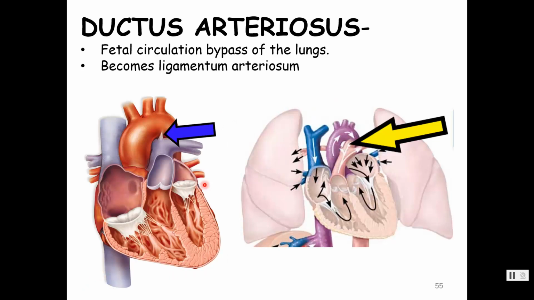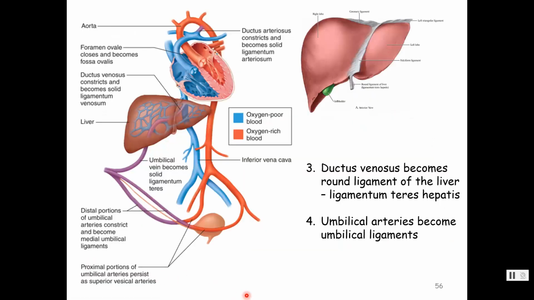And then the ductus arteriosus, here's a better look. Between the pulmonary trunk and the aorta, quickly after birth, that is going to close and become the ligamentum arteriosum. And so that's just another bypass of the pulmonary circulation. And this is just showing the bypass to the fetal liver.